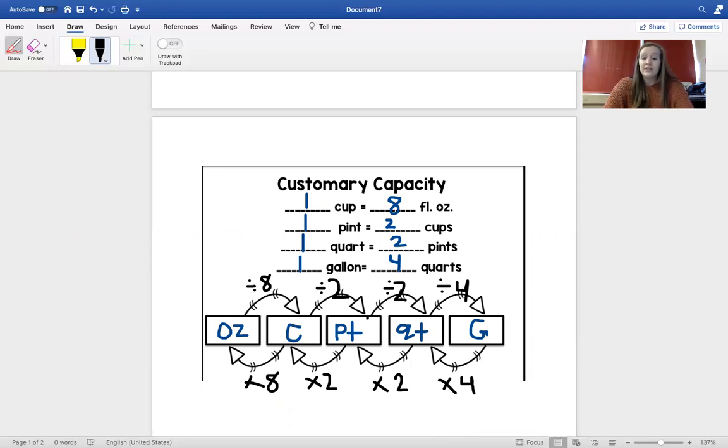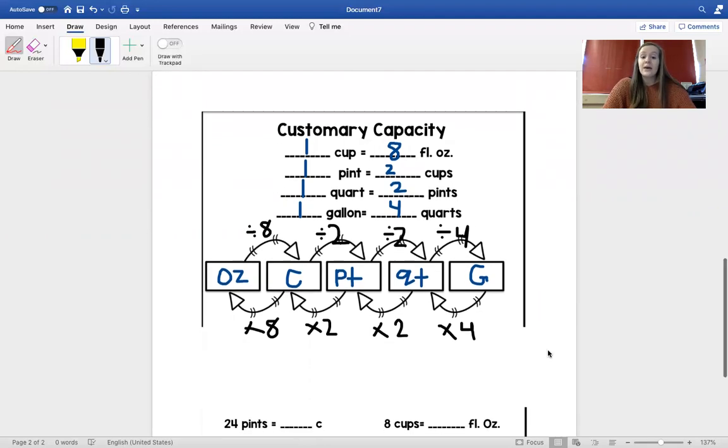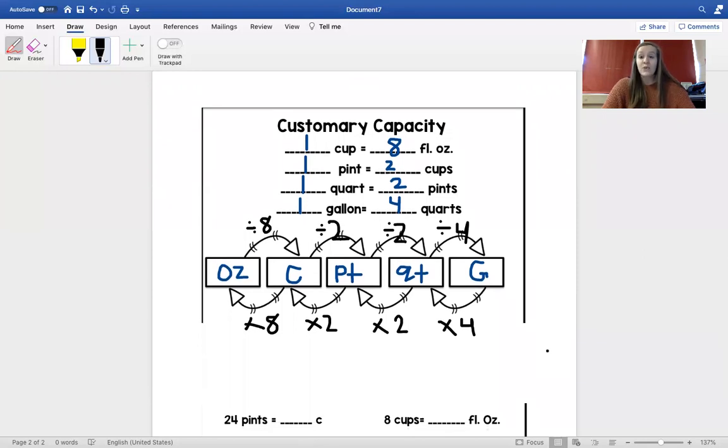From cups to pints, we divide by 2. From pints to cups, we multiply by 2. From pint to quart, we divide by 2. From quart to pint, we multiply by 2. From quart to gallon, we divide by 4. And from gallon to quart, we multiply by 4. Y'all should be pretty familiar with how to use this chart based on yesterday's lesson. And from the looks of it, y'all did really well. I had lots and lots of hundreds on that assignment, which is awesome. That shows me that you mastered that skill and you are very good at using this chart to help you solve some problems. So we are going to solve 2 problems together, and then you will have a few to solve on your own on Wiser, like always.